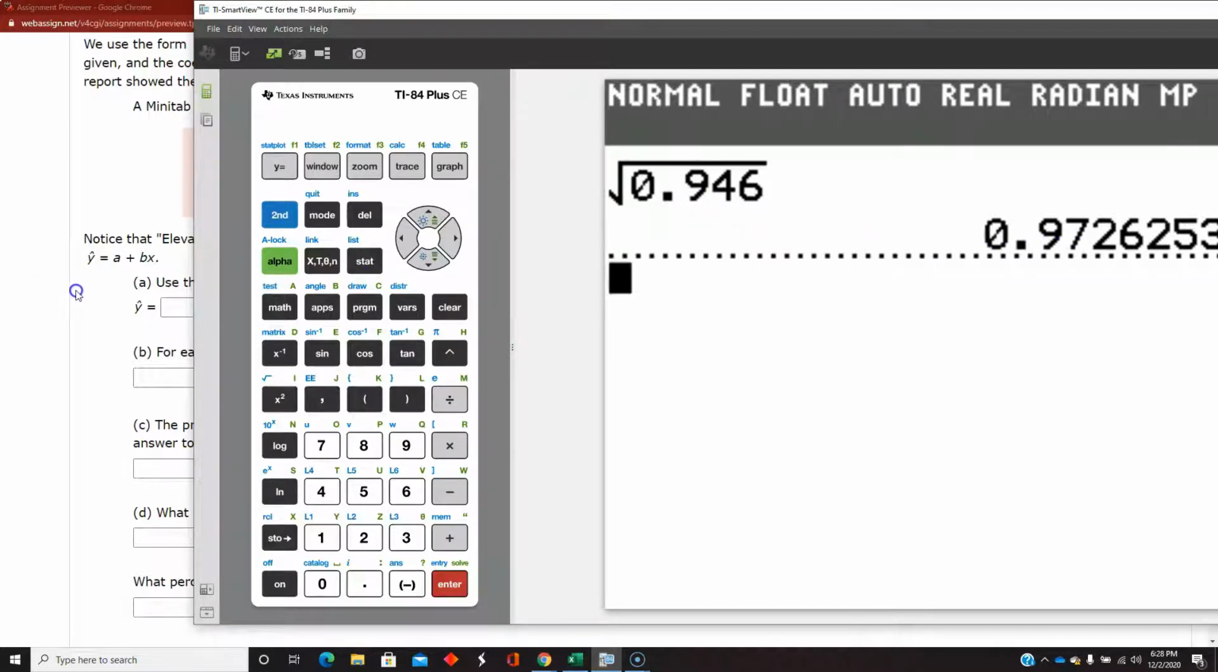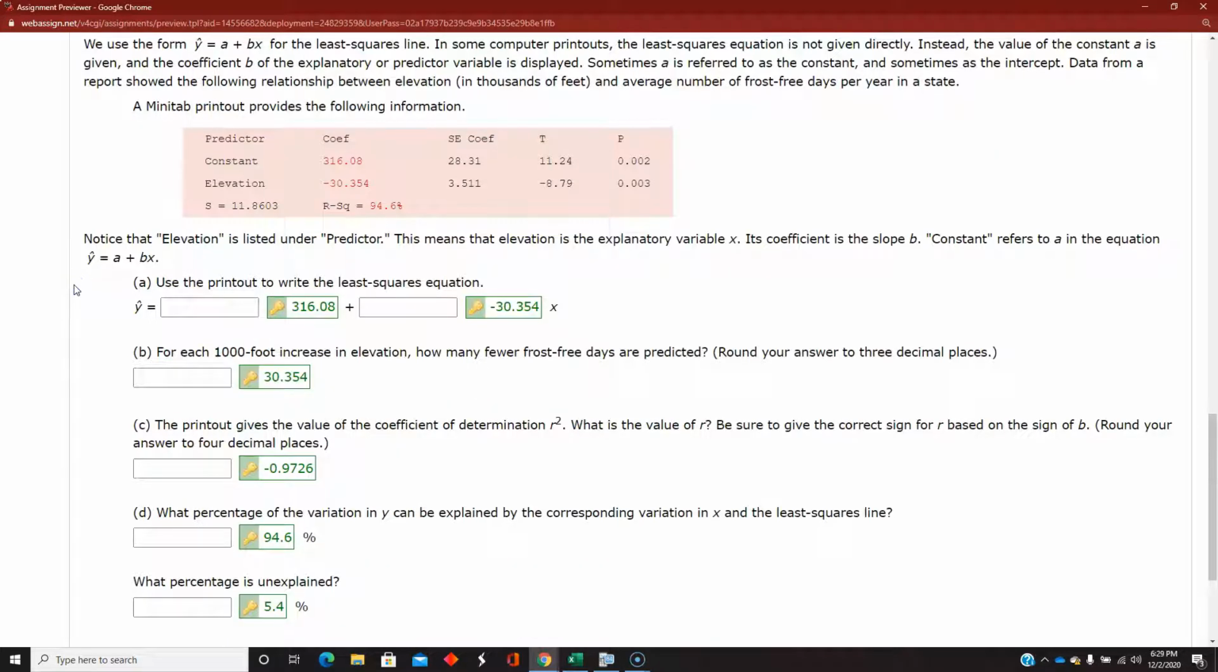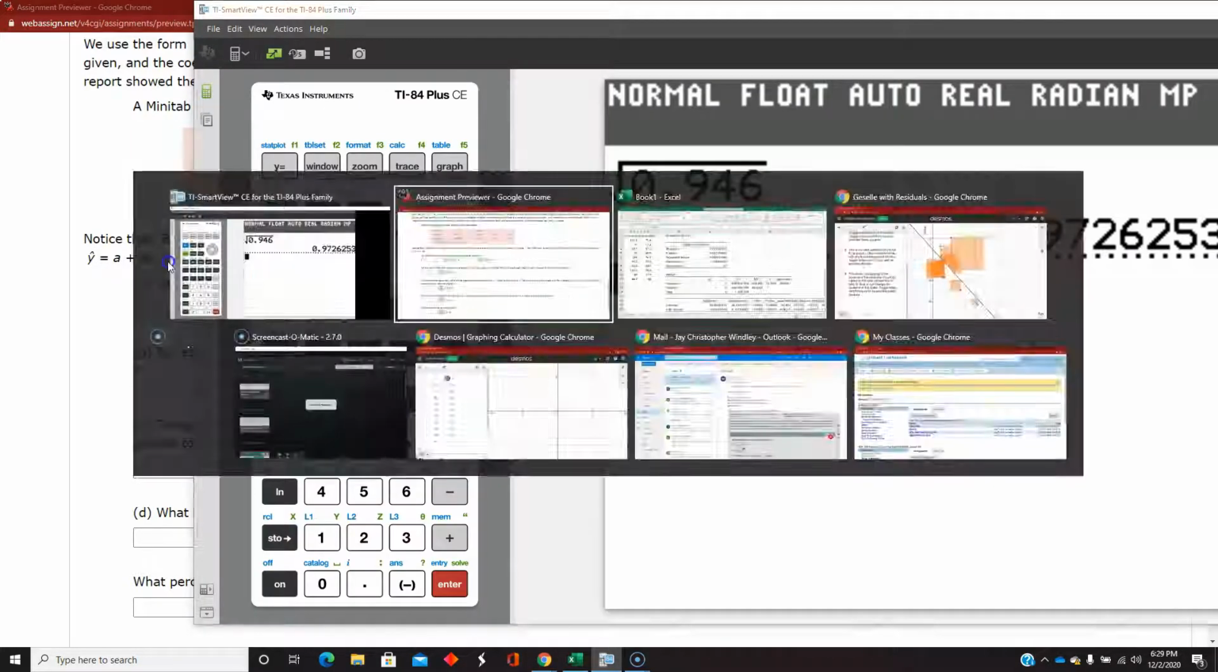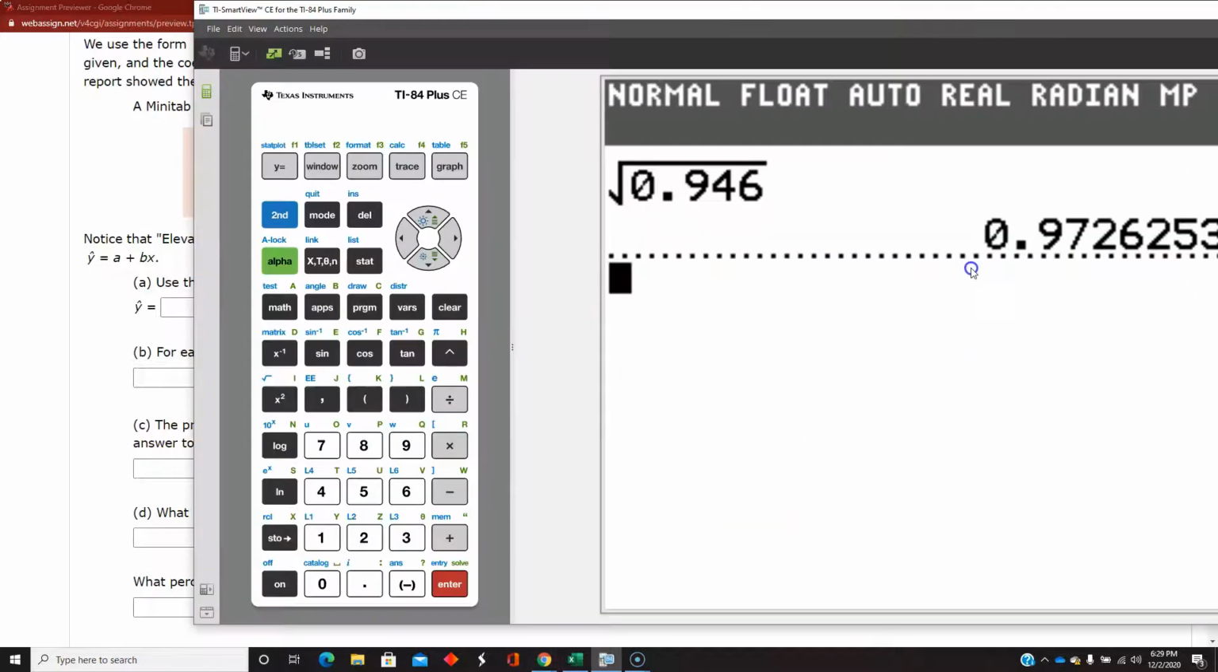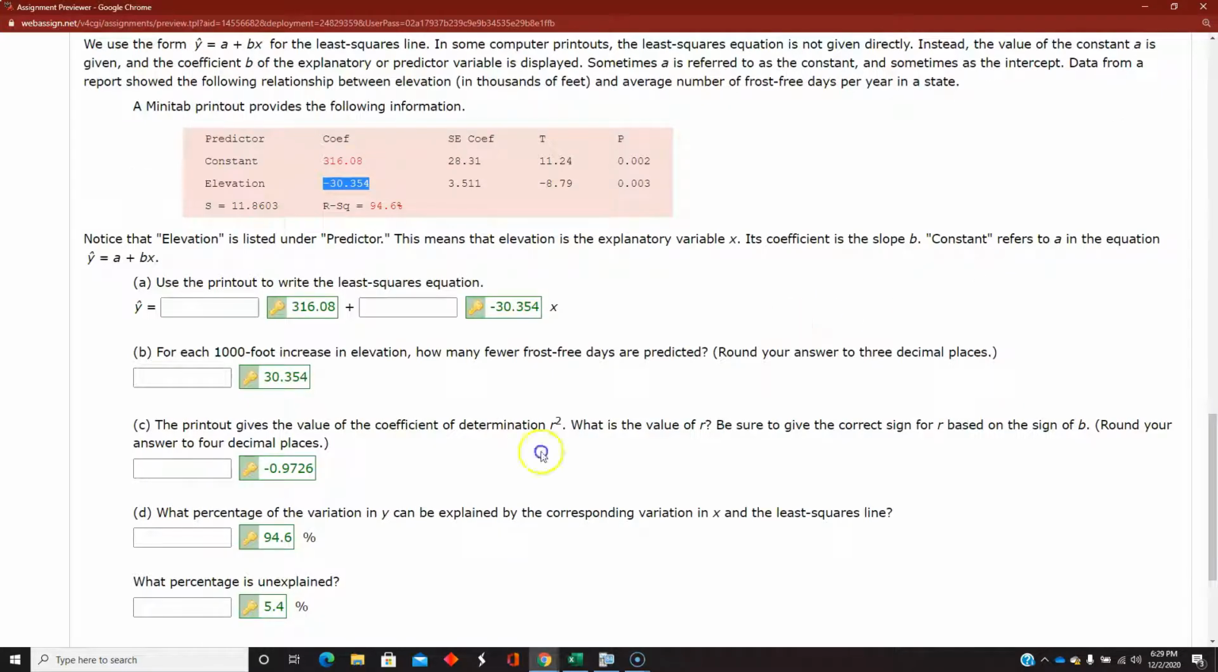correlation is sometimes negative. So how do we know if we want the negative answer or the positive answer? Well, the answer to that is the slope is negative. So if the slope is negative, the correlation is negative. So therefore, I'm taking the square root of r squared to get r, but I know I have to take the negative square root, so negative 0.97, because our slope is negative.